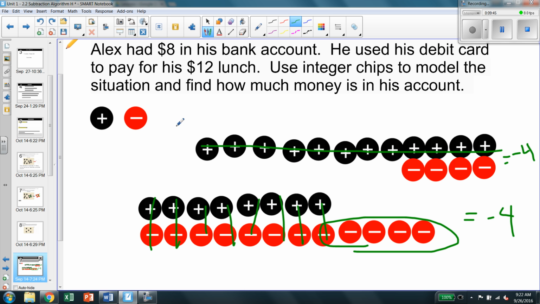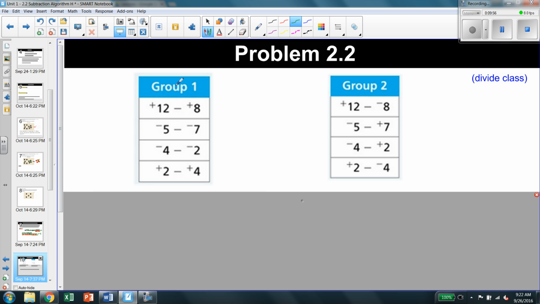So whether we're subtracting a positive or adding a negative, it's the same thing. We get the same result. And that's the big idea, again, for today. So 12 minus 8. You guys know this. You've been doing it forever. 4.